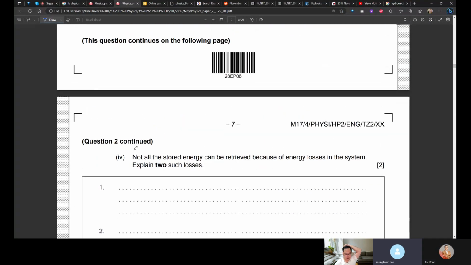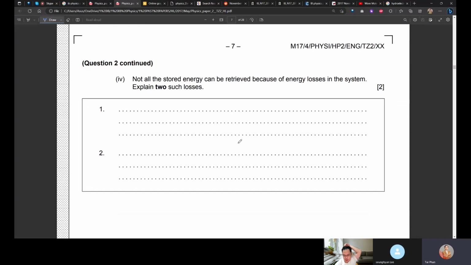Okay. Not all the stored energy can be retrieved because of energy losses in the system. Explain two such losses. The first is the heat produced in the turbine and in the generator. There's always heat. There's no way to make the heat become zero. Absolutely no way. That is a principle of the universe. That is one reason for the loss. What's the other loss?